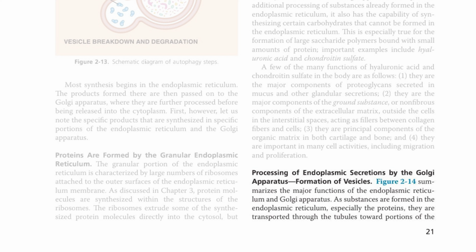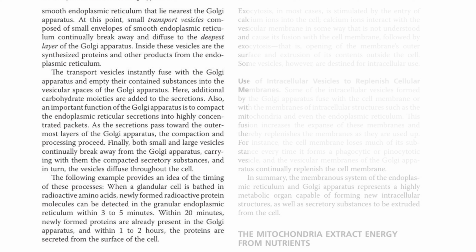As substances are formed in the endoplasmic reticulum, especially the proteins, they are transported through the tubules toward portions of the smooth endoplasmic reticulum that lie nearest the Golgi apparatus. At this point, small transport vesicles composed of small envelopes of smooth endoplasmic reticulum continually break away and diffuse to the deepest layer of the Golgi apparatus. Inside these vesicles are the synthesized proteins and other products from the endoplasmic reticulum.